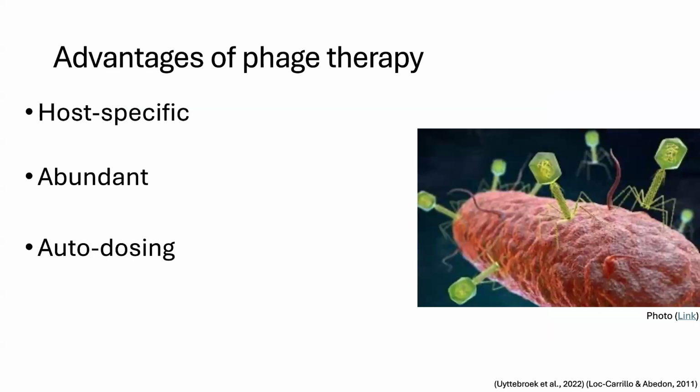Some advantages of phage therapy are that they are host specific. So the phage are able to infect certain species, and within those species, they can only infect so many strains, so they cannot infect all of the strains that are available. They are abundant in nature, and they have this ability of auto dosing. When the phage are injected into a patient, they can infect and lyse bacteria, releasing more and more phage without there being a need for more dosing.